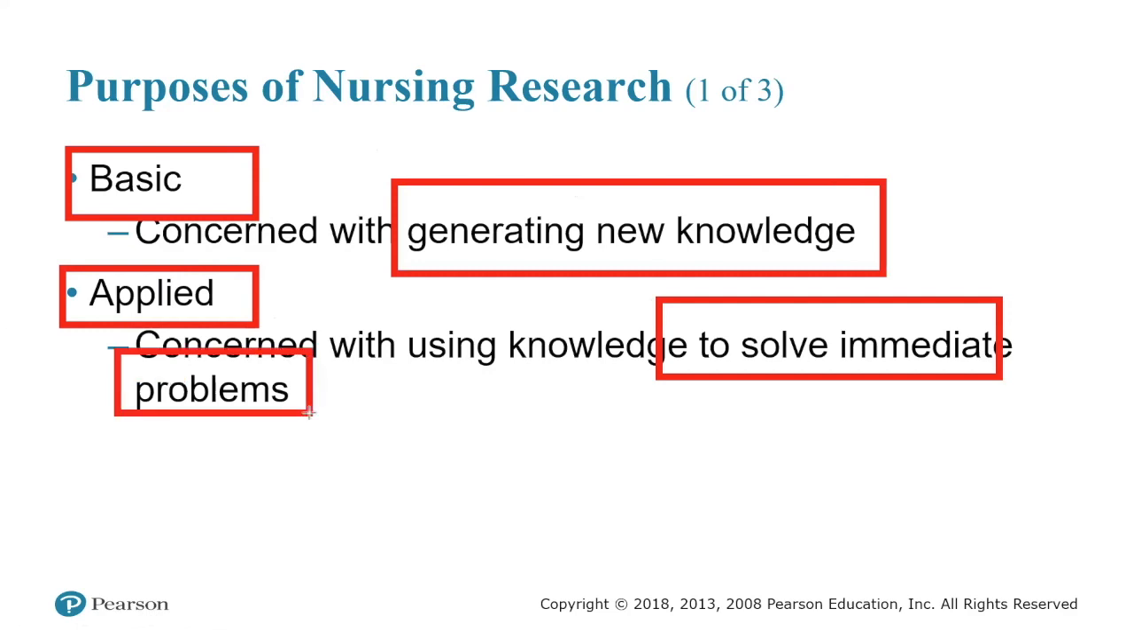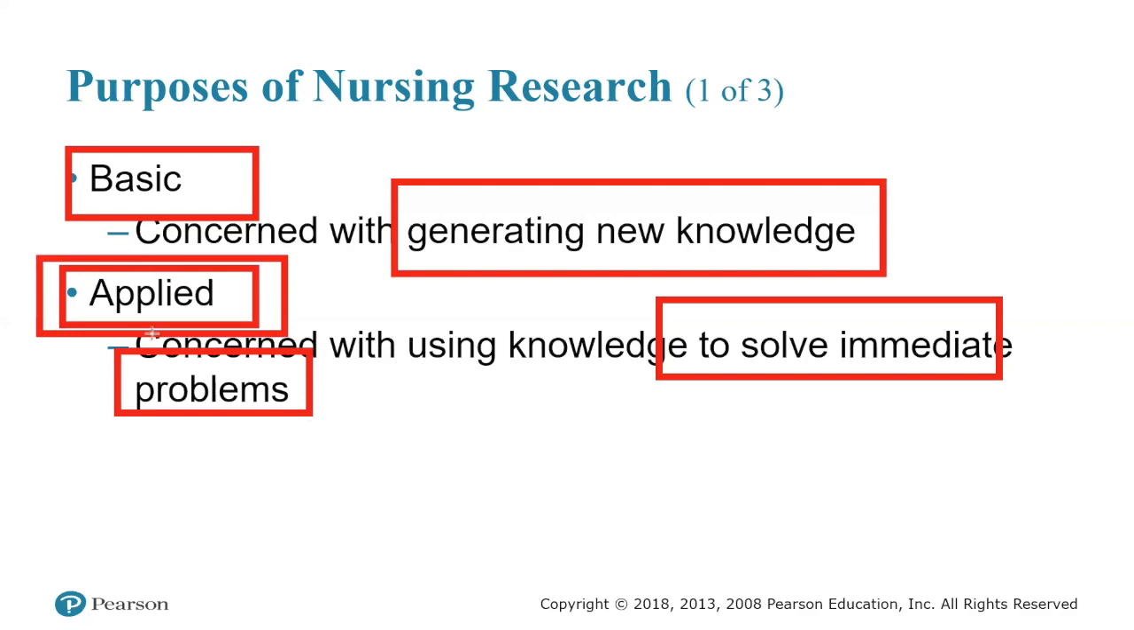Example, if I say I want to know the intention to test for HIV by homosexual men, that is considered to be basic, okay? Because I only want to know their intent to test. However, if I want to know if guava is indeed an effective substance to reduce bacteria, that is considered to be applied research, okay?